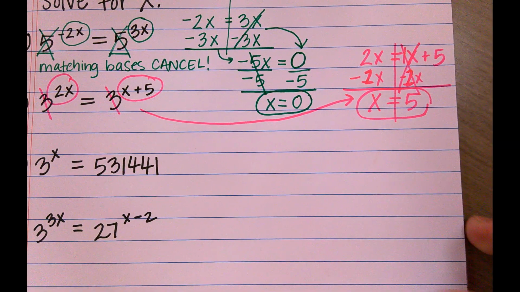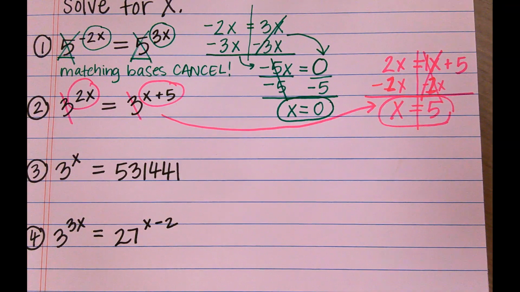No? Okay. So the first 2 problems, we had matching bases. We were able to cancel our bases. But for number 3, that is not the case. So what do we need to do? We just have to find out what the exponent is. So it's asking you 3 to the what power is equal to 531,441. It's a big number.